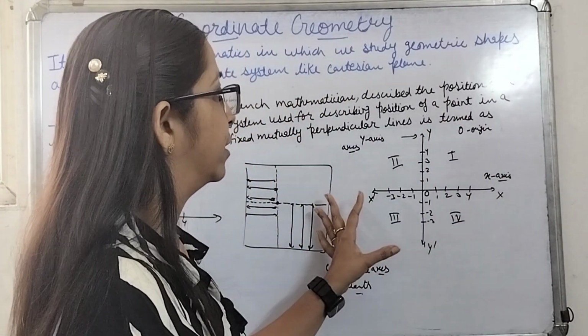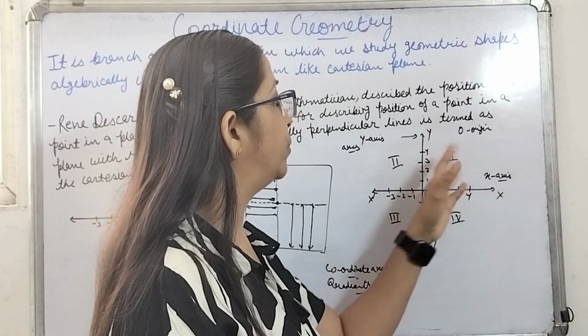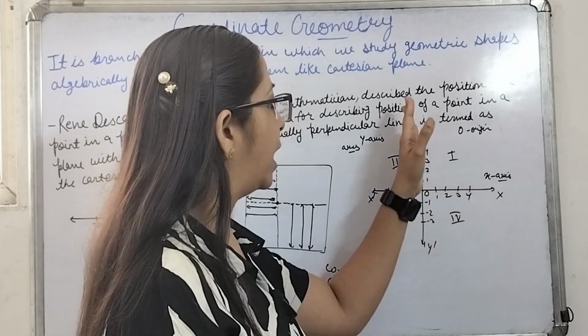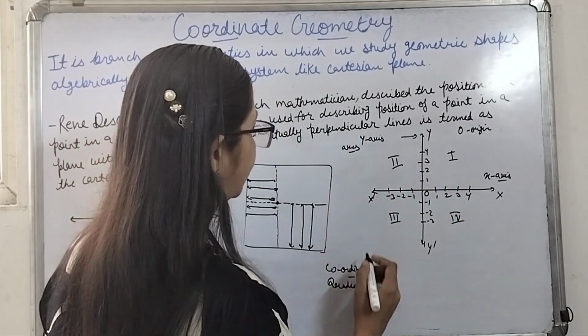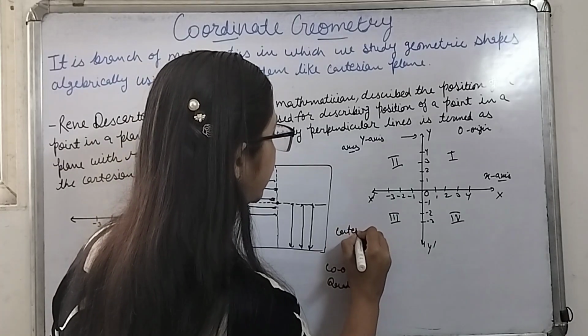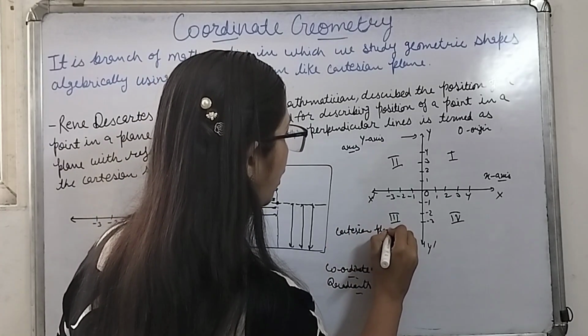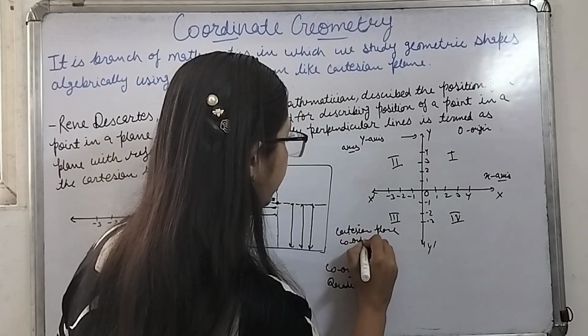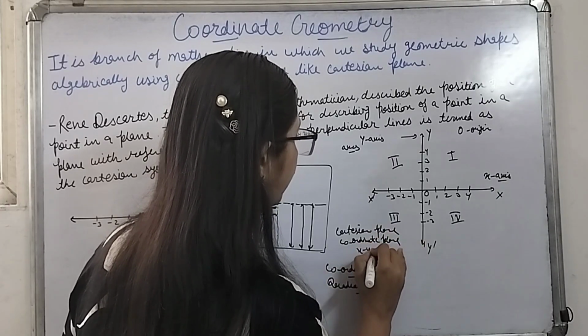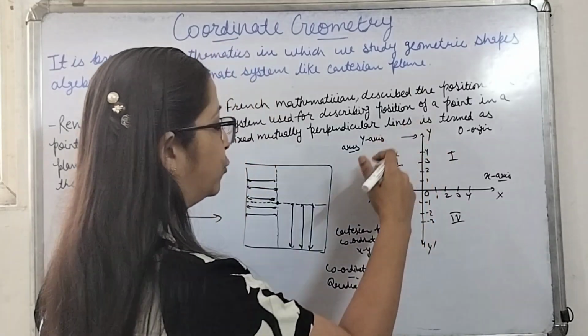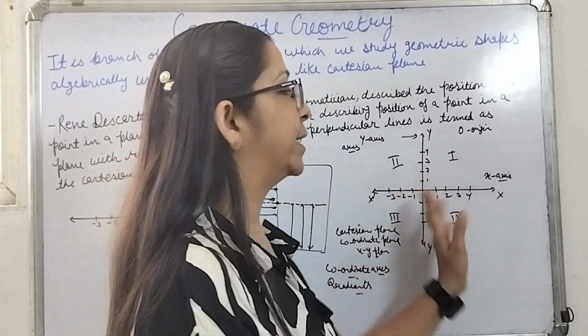And this plane, which is divided by the coordinate axes into four quadrants, is known as the Cartesian plane. We say it is either the Cartesian plane, or the coordinate plane, or the xy plane. This is your plane which is divided into four parts by your coordinate axes.